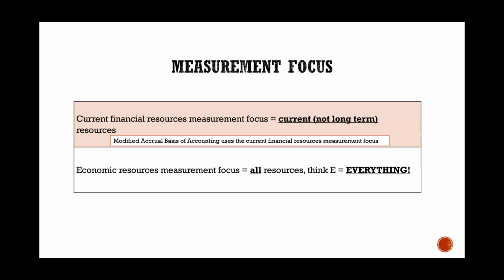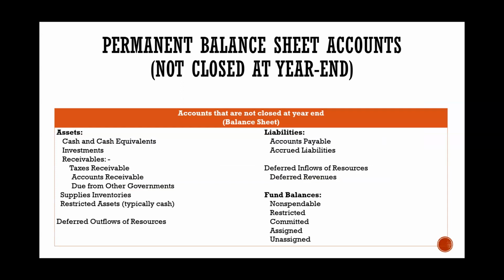The second one that we have is economic resource measurement, and that is what we use in full accrual accounting. That uses all of your resources. So when you see E for economic resource measurement focus, think everything. It's going to use all of your resources, current and long-term, right? That is the difference between those 2. Modified accrual basis of accounting, again, is only concerned with current resources. So no long-term, no capital assets, nothing like that.